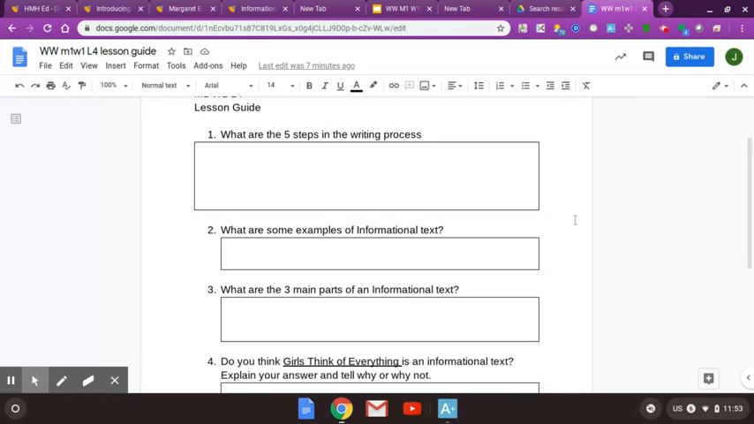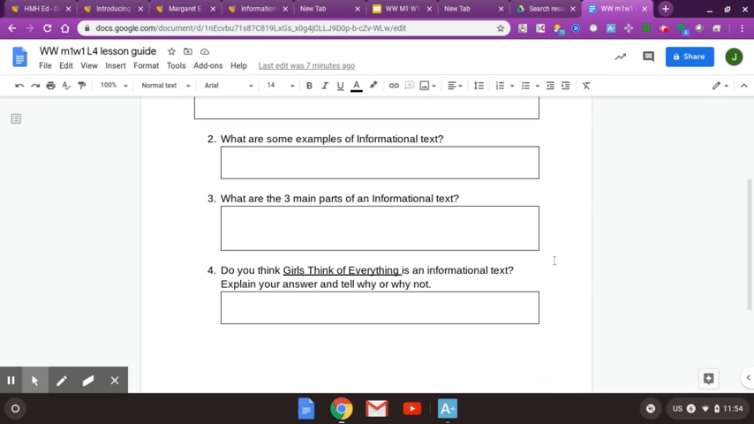Secondly, we're going to be learning about what things informational texts have in them that let us know that they are an informational text. And then in box 2, what are some examples of informational text? By the end of this lesson, you will be able to identify at least 3. Question 3 today, our objective is to understand what are the 3 main parts of an informational text.